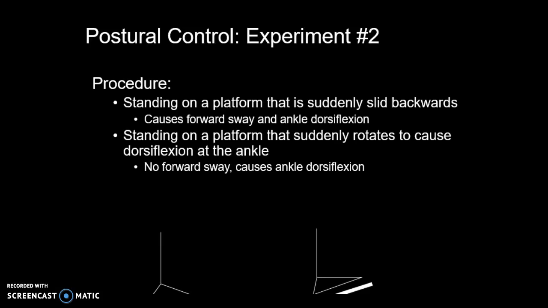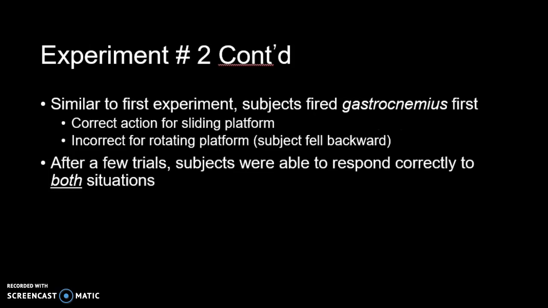Now, in procedure 2, someone is standing on a platform that suddenly slides backwards, causes forward sway and ankle dorsiflexion, which is what we'd expect. Or you could be standing on a platform that suddenly rotates to cause ankle dorsiflexion at the ankle. So there's no forward sway, but causes ankle dorsiflexion. So similar to the first experiment, the subject fired the gastroc first.